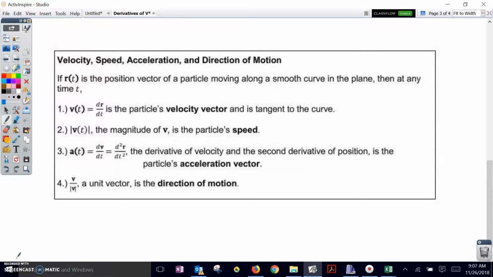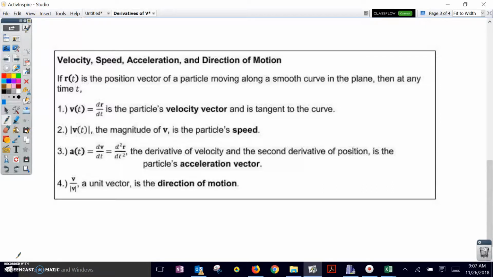And these first three should be fairly obvious to us. The velocity vector is going to be the derivative of the position vector, which ties in completely with what we know so far about velocity and position. The speed is going to be the magnitude of the velocity vector. So it's just going to be a length, a scalar value. The acceleration is going to be the derivative of the velocity function. And so the acceleration vector we can find by just taking the second derivative of the position vector.